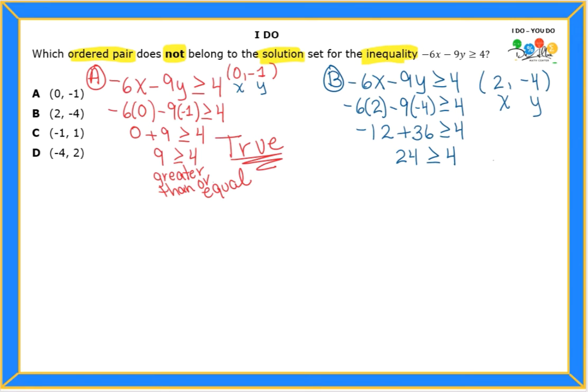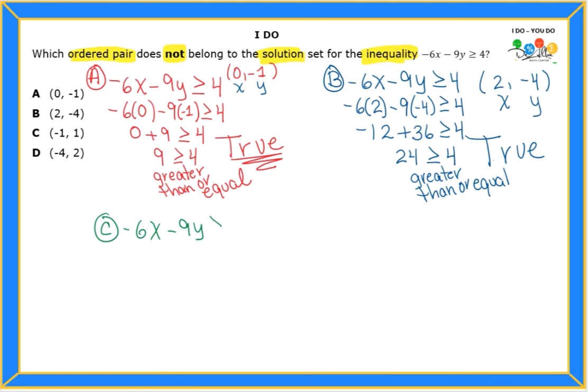Is that true? Is 24 greater than or equal to 4? It is true, right? So this is also true. So what am I looking for then? I'm looking for something that is not the solution, which means something that is false, okay? Very good. Let's move on to letter C. So I am going to write down my inequality exactly the same. And I'm going to choose the ordered pair for C, which is negative 1 and positive 1. My negative 1 is x, my positive 1 is y. Let's replace the values. So I will get negative 6 times negative 1, because that's my x value, minus 9 times positive 1 greater than or equal to 4.